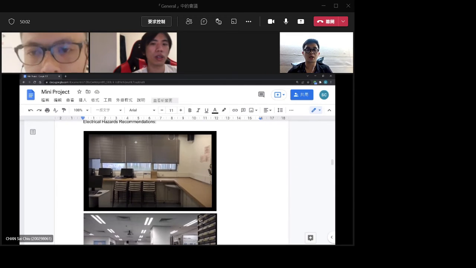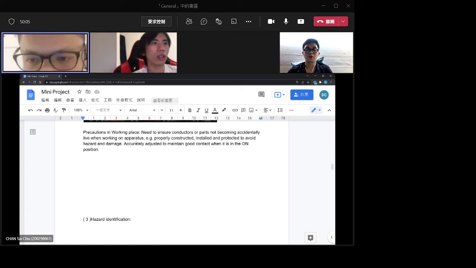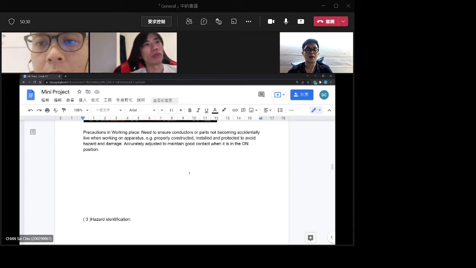Electrical hazard recommendations. Precautions in a working place. Need to ensure conductors or parts do not become accidentally live when working on apparatus. For example, properly constructed, installed and protected to avoid hazards and damages. Adjust to maintain good contact when it is in the on position.